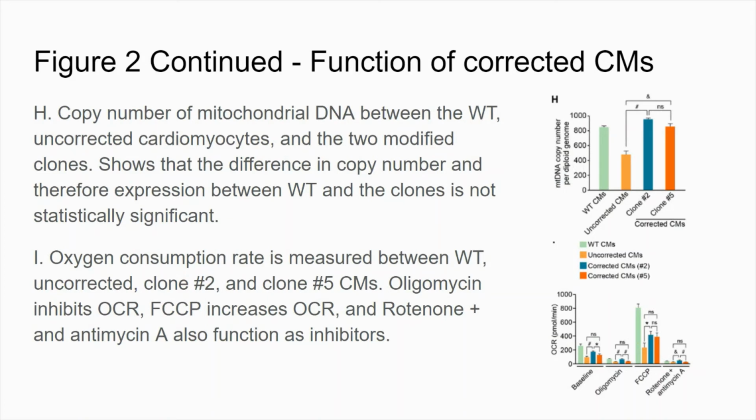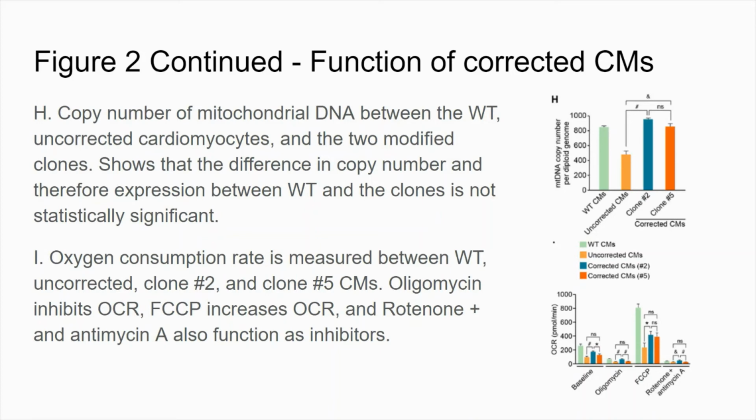Subfigures H and I are 2 graphs that are intended to compare the wild type and the corrected cardiomyocytes. Figure H shows the mitochondrial DNA copies, and there's no statistical difference between the wild type and the corrected clones, suggesting that the dystrophin truncation, if not absent, is no longer negatively impacting the mitochondria of the cell.